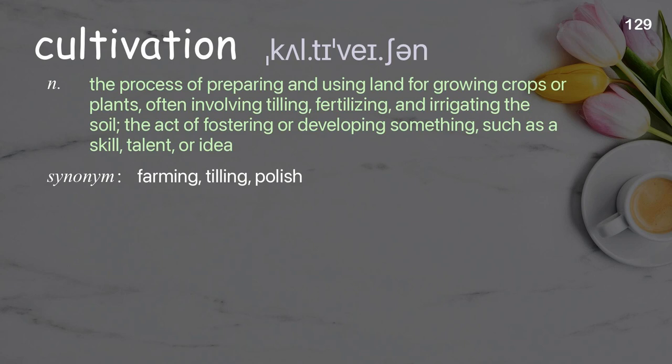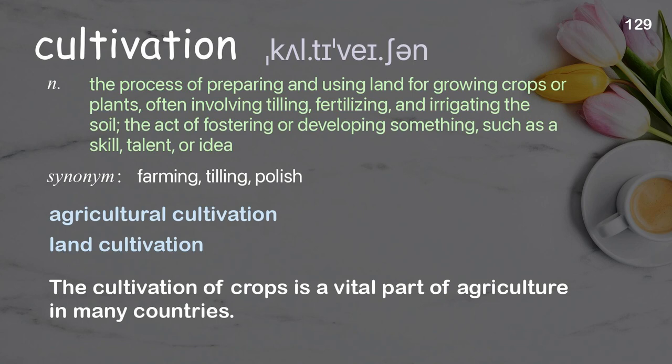Cultivation: the process of preparing and using land for growing crops or plants, often involving tilling, fertilizing, and irrigating the soil. The act of fostering or developing something, such as a skill, talent, or idea. Examples: agricultural cultivation, land cultivation. The cultivation of crops is a vital part of agriculture in many countries.